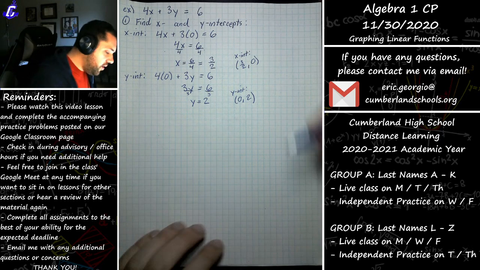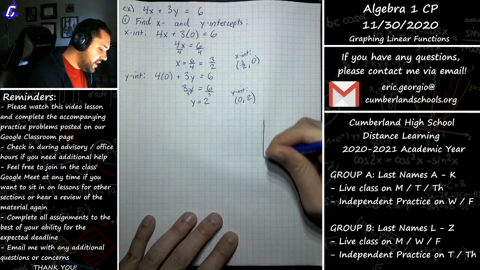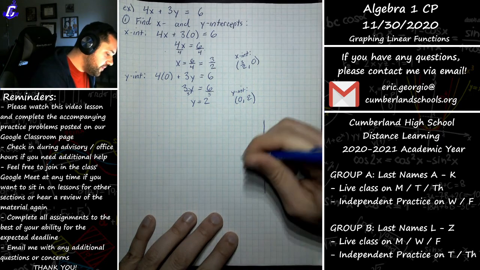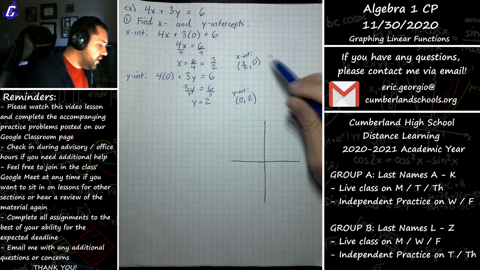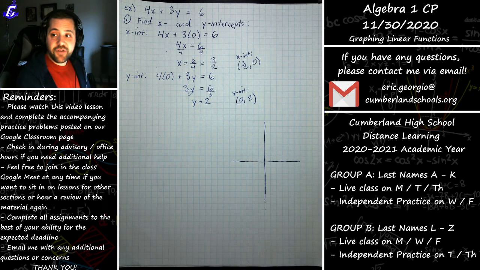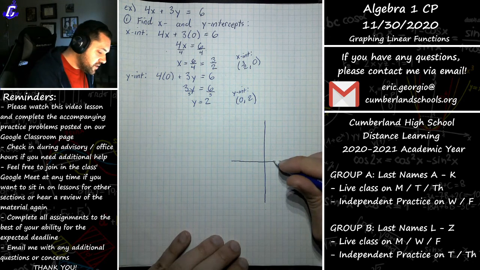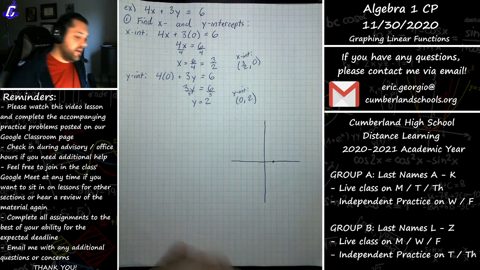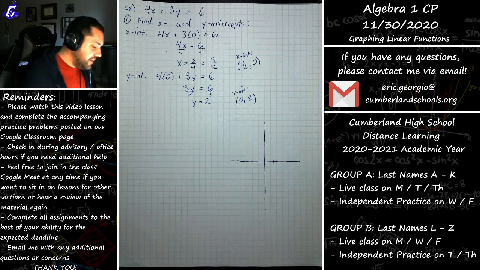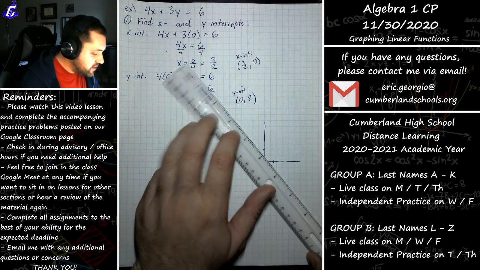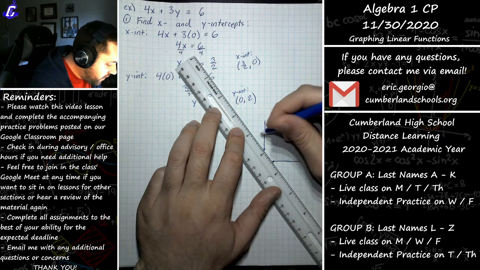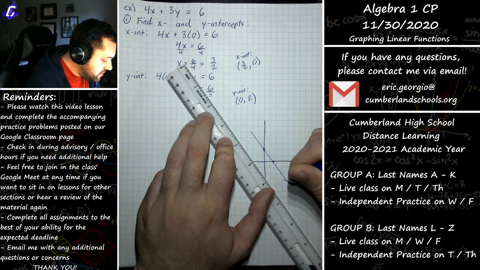So now that we know the location of our x-intercept and our y-intercept, we can go ahead and sketch a nice graph. Our x-intercept is at 3/2, or 1.5, 0. Just because it's a decimal doesn't mean we can't do it. It's right there. Our y-intercept is 0, 2, right there. Now that we have those 2 points, we can just connect them together to form the graph of our linear function, like that.